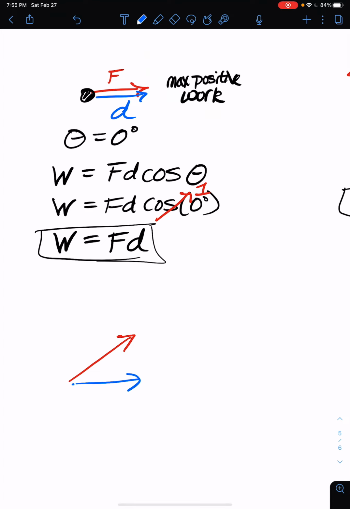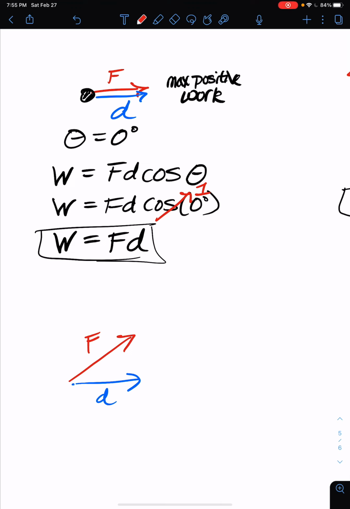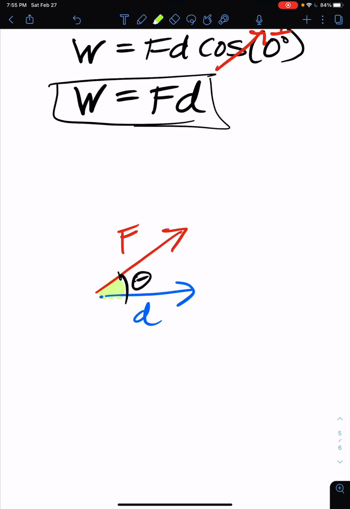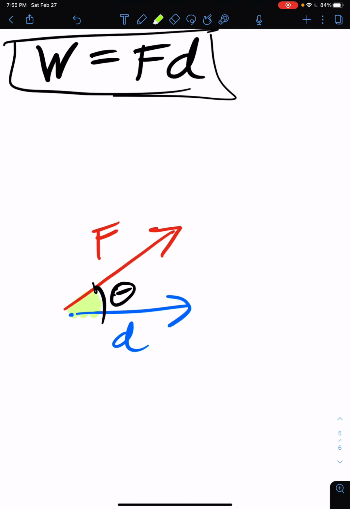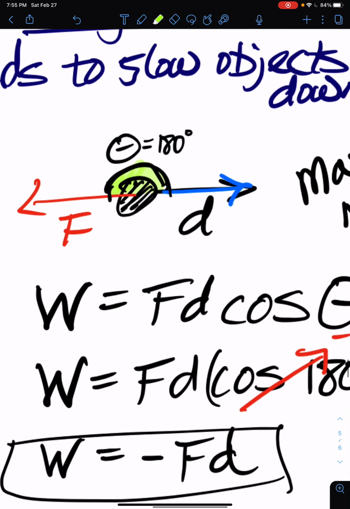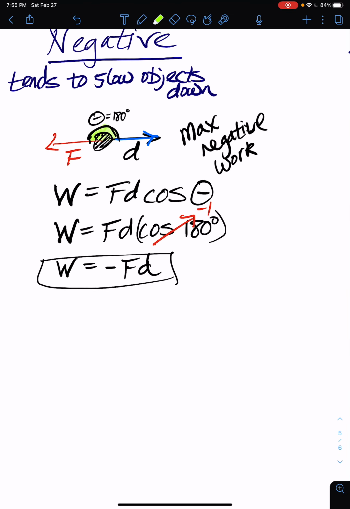F and D. And sorry, I forgot to label these. And now there's an angle theta, right, that we have to take the cosine of, which is going to mean less work is being done. So this would be positive work, but it's just not a maximum, right? Because the two, force and distance, aren't parallel. And in here we see they're parallel, but they point in opposite directions. So this is max negative work.